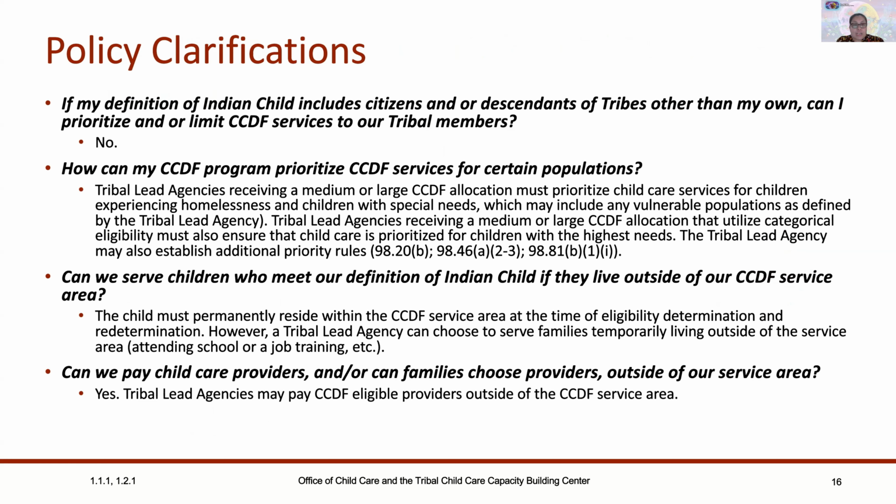If you have additional questions, the Office of Child Care has published some policy questions that may help you think through the development of your definitions. For example, if you have included an expansive definition of Indian child, for instance, all children enrolled in or descendants of enrolled members of federally recognized tribes, then you cannot prioritize children who are members of your tribe when determining eligibility. And that's just one example, and there are some other questions and responses here on the screen. Next slide.